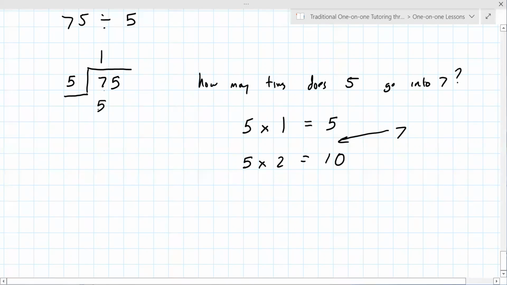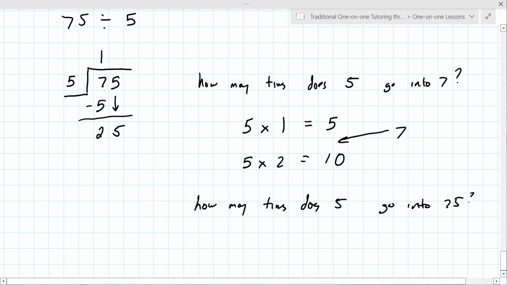One times 5 is 5, and then you subtract. What is 7 minus 5? 2. 2, and then you bring the 5 down. And then you ask yourself the same question. You say, how many times does 5 go into 25? 5 times. What is 5 times 5? 25. 25. Perfect.